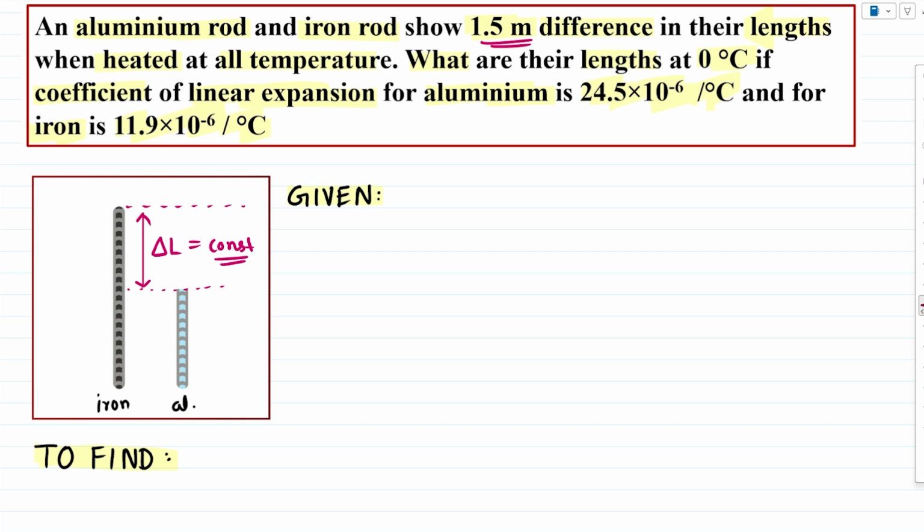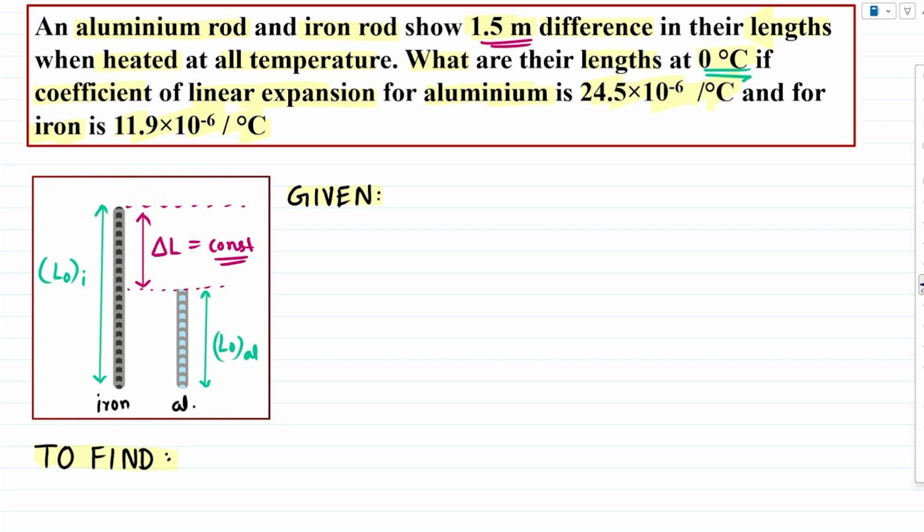So having known this condition and with some other values, they have asked us to find the length of the iron rod first, such that it is measured when the temperature is 0 degrees Celsius, and then also find the length of the second rod, that is our aluminium rod, provided that the temperature is 0 degrees Celsius for this as well. So we have to find two lengths, of the iron rod and the aluminium rod, and these lengths have to be found when the temperature is 0 degree Celsius.